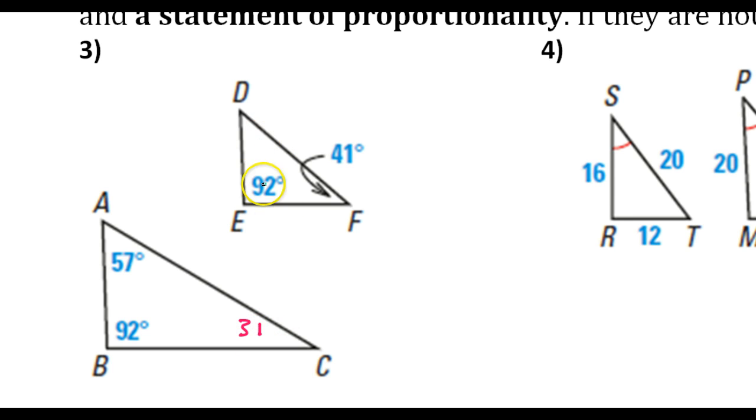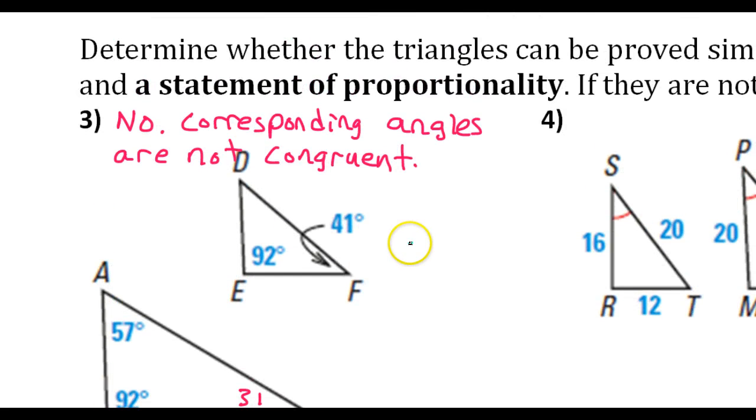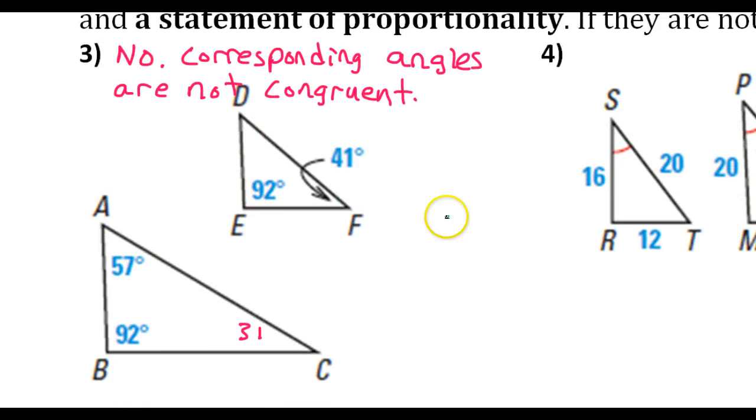Alright, we can already see that it does not match the 41. So there's no way that these triangles will be similar, because all of the angles would be congruent if that were true. So in answer to the question, can the triangles be proved similar, we will say no. Corresponding angles are not congruent.